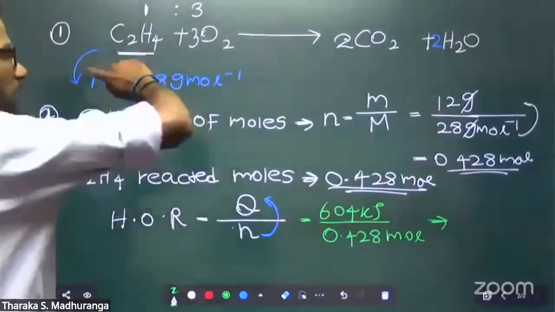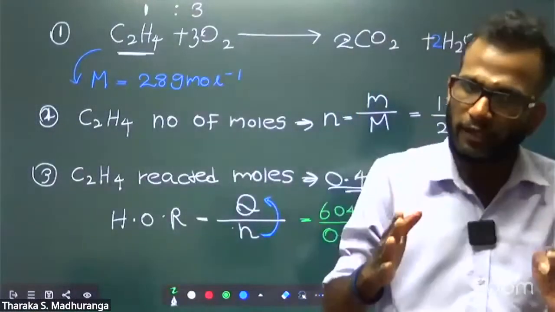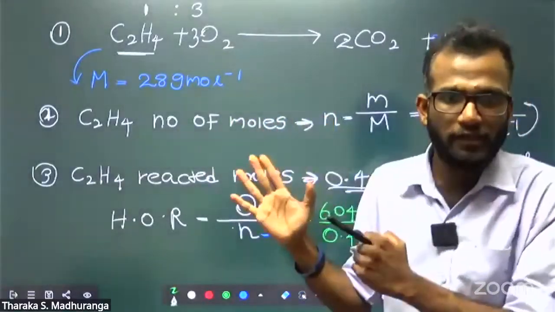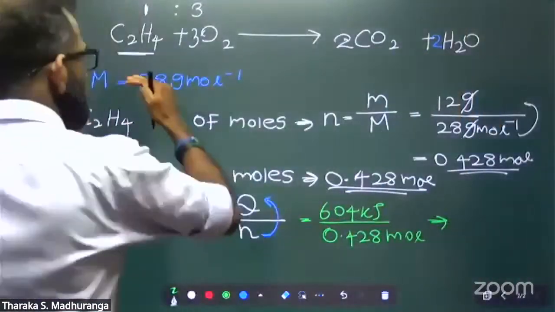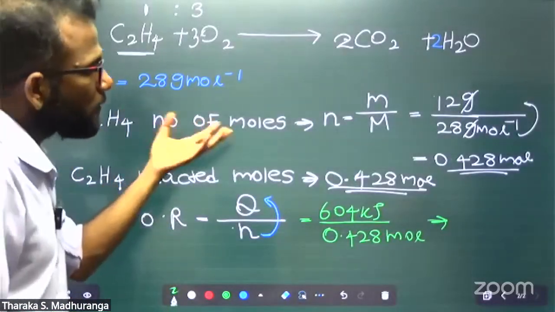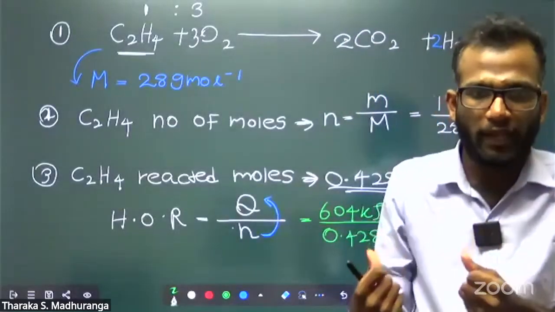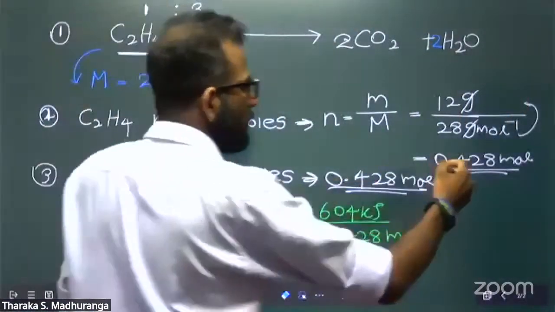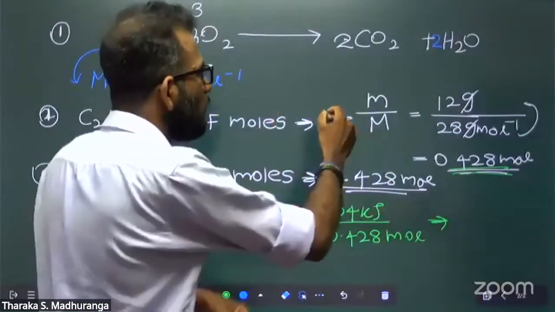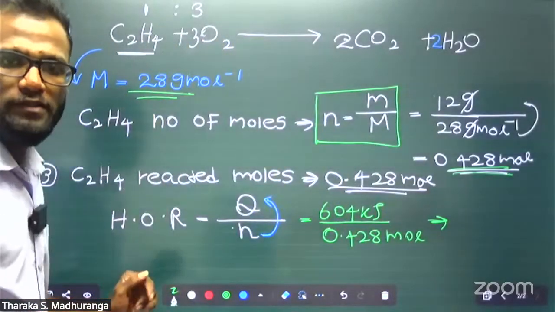Okay, I will revise the steps of heat of reaction calculations again. First of all, you need to balance the given chemical equation. In this question the given equation is already balanced, so you don't need to worry about it, but I explained how to balance the equation. In the second step, I found the number of ethylene moles added to this reaction, 0.428, using moles equal mass over molar mass. The molar mass is given in the question.